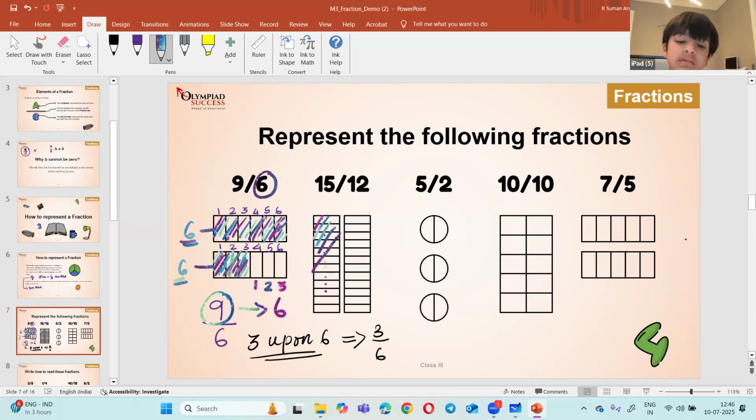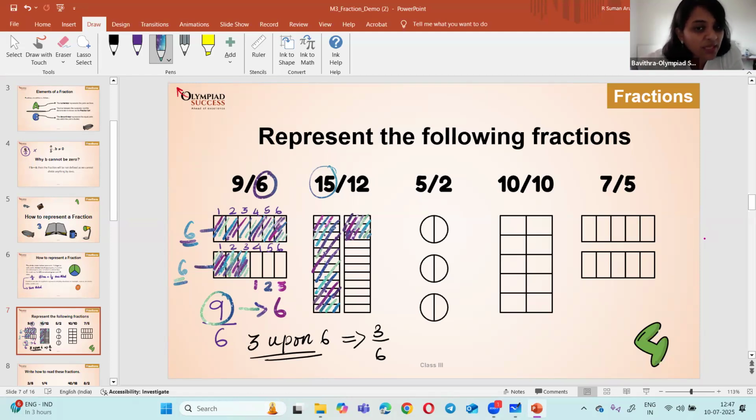So if we shade 12 here, how many parts are left to be shaded? Out of 15, we have shaded 12, Jaivir. Oh, 3. Great. So in this image, I'm going to shade 3. Am I right? All right. So now we have the shaded part 15 upon 12.